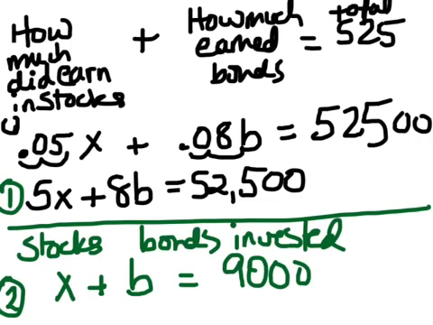Which one of them has either an X or a B by itself? 1 or 2? 2. I could get X by itself or I could get B by itself. Let's see what they asked me in the problem. They asked me how much did he invest in bonds. I'd like to have a B in my answer. So why don't I get rid of the X? Is that okay with everybody? Because that way we don't have to plug it in to find the other one. So let me solve for X. If I solve for X, couldn't I just do that by subtracting B from each side? And X would just be 9,000 minus B.